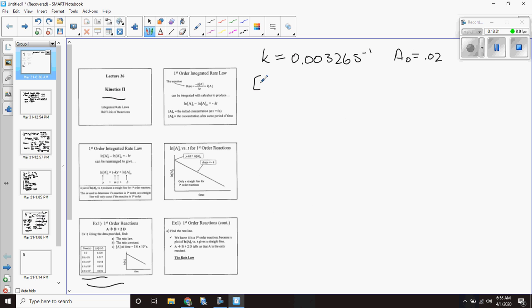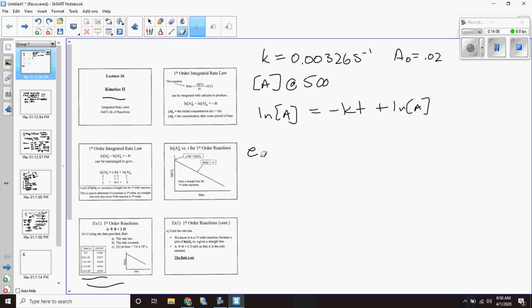Okay, so we want to find the last bit. We want to find the concentration of A at 500 seconds. So what we have to do is take a rate expression, natural log of A equals negative kt plus natural log of a0. Now, we're going to plug numbers in, but eventually we're going to have to undo the log. And remember, to undo a log, if I want to get A, I'm going to have to take e to the answer. All right, but we'll get there in a bit.